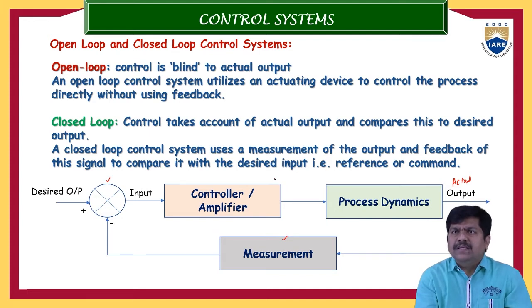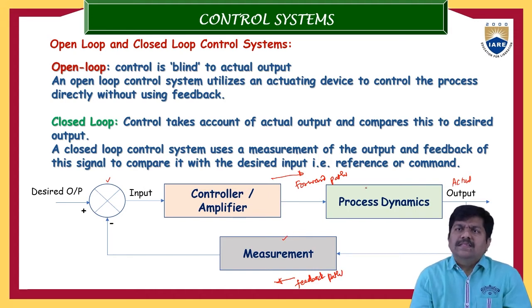This path is nothing but the forward path. The forward path always travels from input to output, so only in one direction. In the reverse direction, through this one, is the feedback path. So this is a feedback path and this is a forward path. There is a small difference between the open loop control system and the closed loop control system. In the open loop control system, you cannot find this feedback path, but in the closed loop control system, feedback is very important.